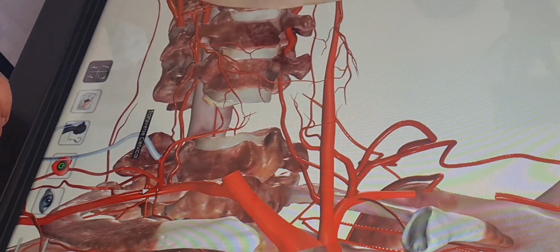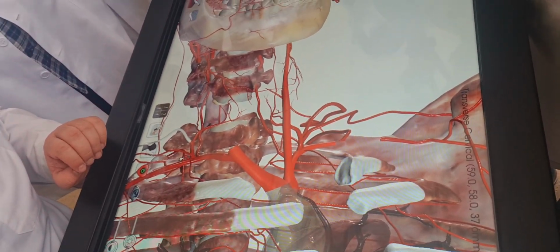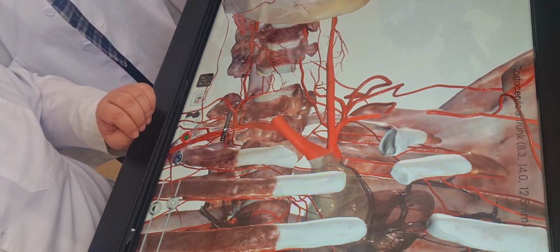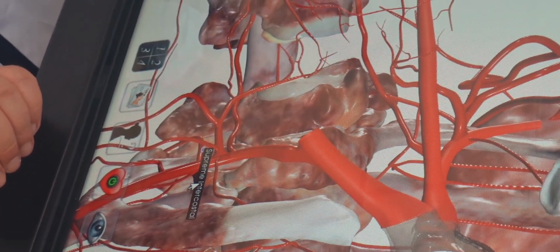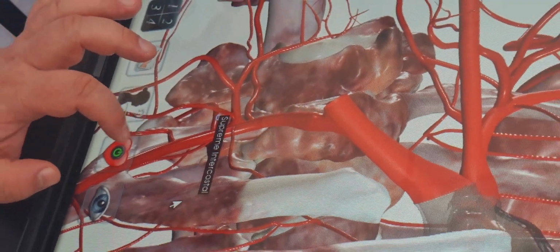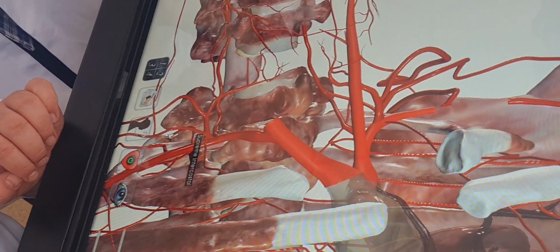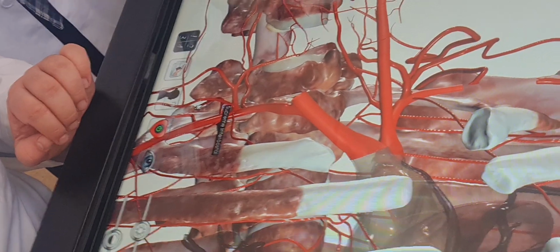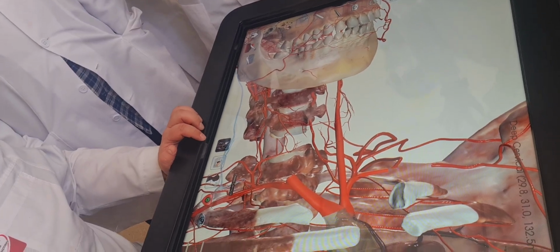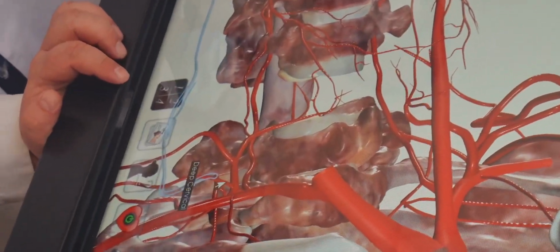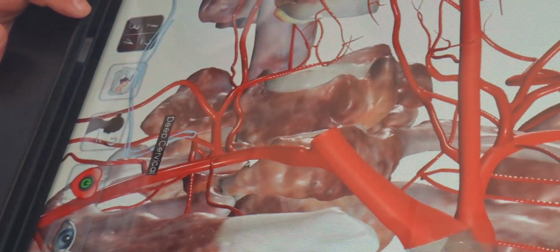And last branch from subclavian artery, that is costocervical trunk, truncus costocervicalis, and this trunk gives arteria intercostalis suprema, which subdivides into two posterior intercostal arteries, and deep artery of the neck. Where is it? Deep cervical artery, arteria cervicalis profunda, from truncus costocervicalis. They are branches of subclavian artery.